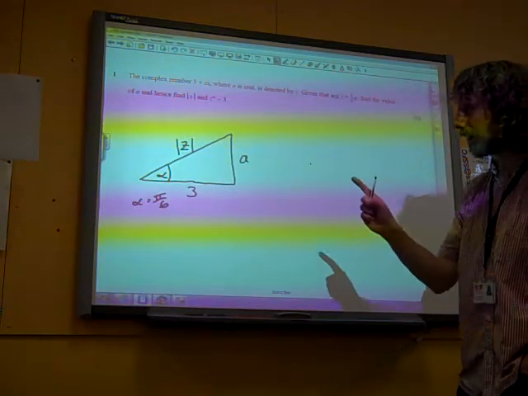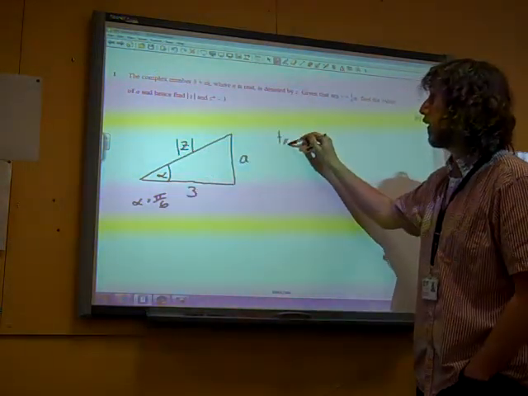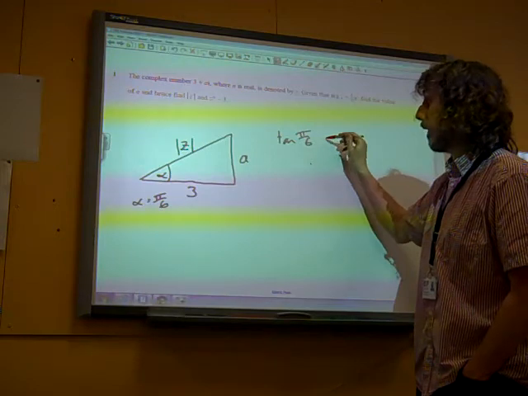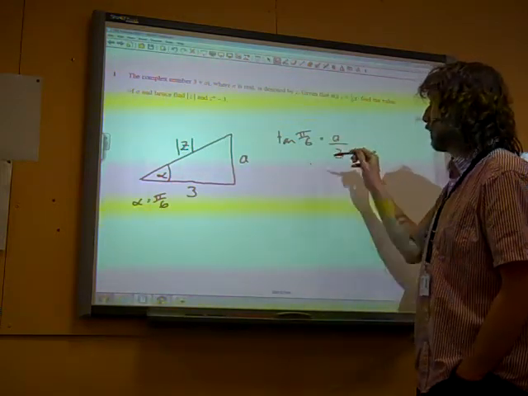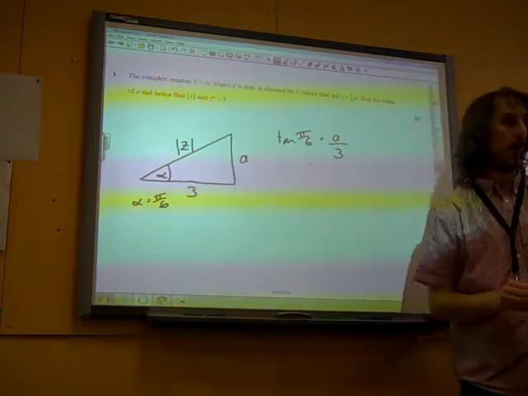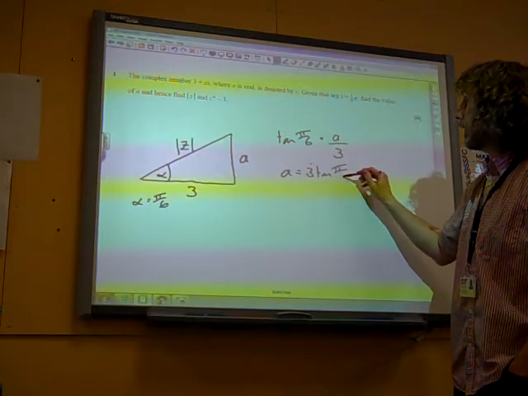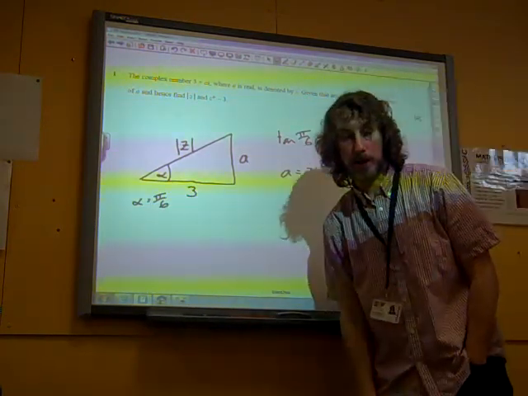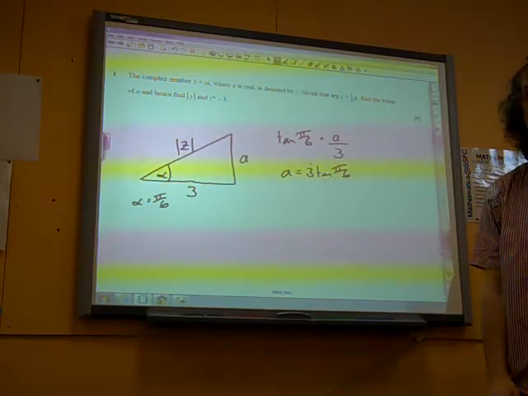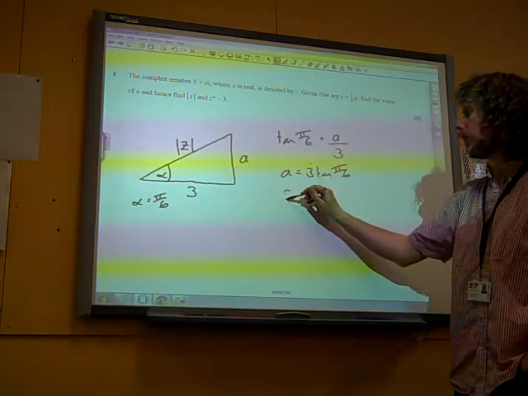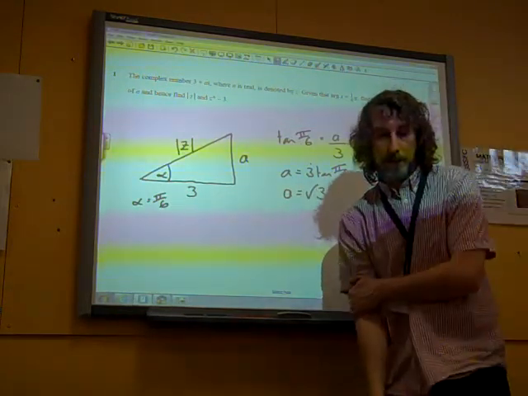So looking at this, there's the opposite and the adjacent. The tangent of pi by 6 is equal to opposite over adjacent. So a is just 3 tan pi by 6. We make sure our calculator is in the right mode. Tan of pi by 6, tan of 30 degrees, is root 3 over 3. Times it by 3, we get a is root 3, and that's quite a neat first bit of the question.